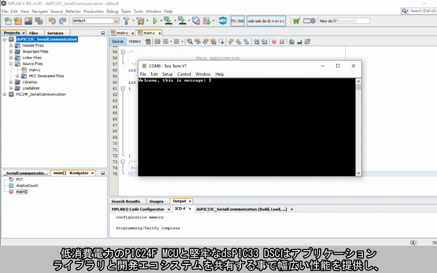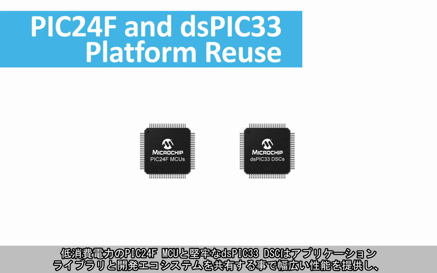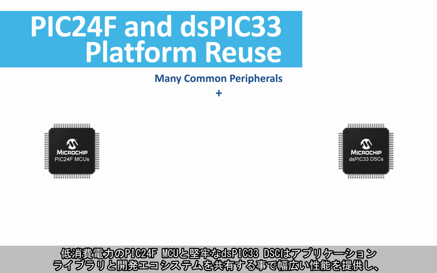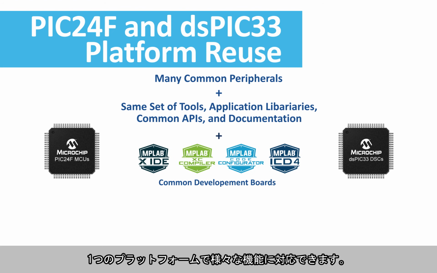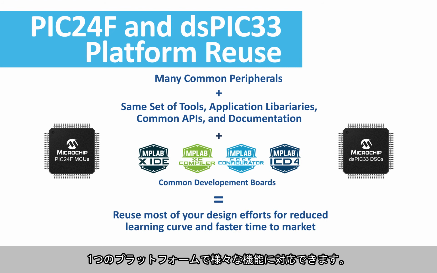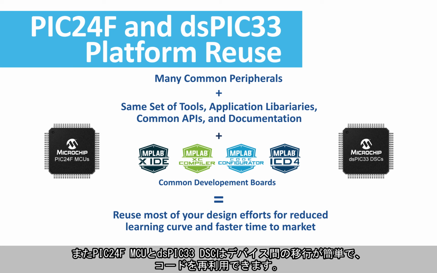Sharing the same application libraries and common development ecosystem, the low-power PIC24 MCUs and the robust dsPIC33 DSCs offer a wide range of performance and enable the addressing of different functions in a complete platform design. The PIC24 MCUs and the dsPIC33 DSCs also enable easy migration while repurposing most of your development efforts.